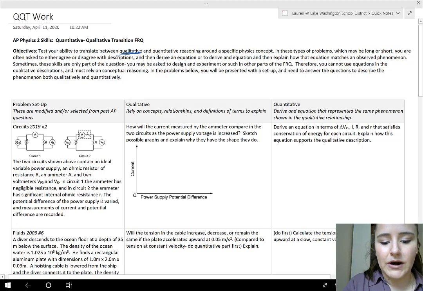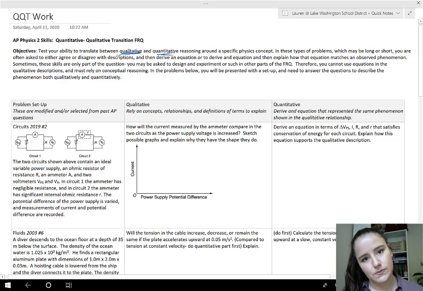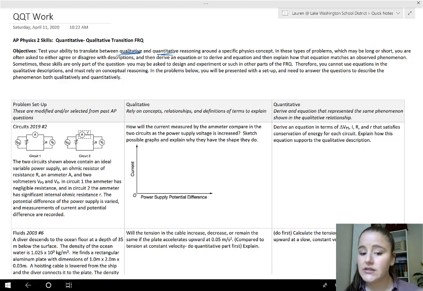Then it's going to have a quantitative part. Sometimes you'll be actually plugging in numbers and collecting and writing down numbers in this part. Sometimes it'll just be deriving an equation, but it's really getting at that quantitative reasoning for the same concept.